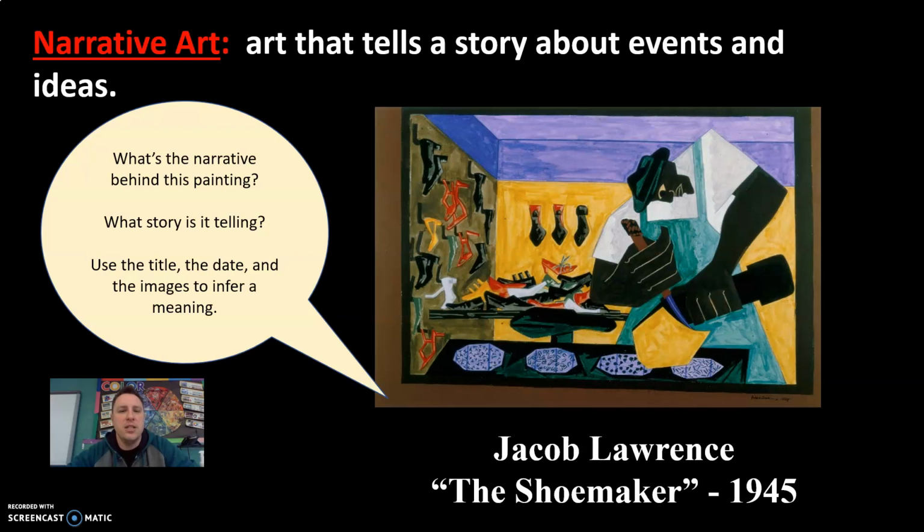So if I were to summarize the narrative personally, I would say that this is obviously of an African-American man in 1945. You can even see the date at the bottom. He is making shoes, and he's working very hard. That's the story. It's a very simple story. It's very basic, but there's a lot of elements and a lot of details that went in to making this story so simple and easy for us to understand.